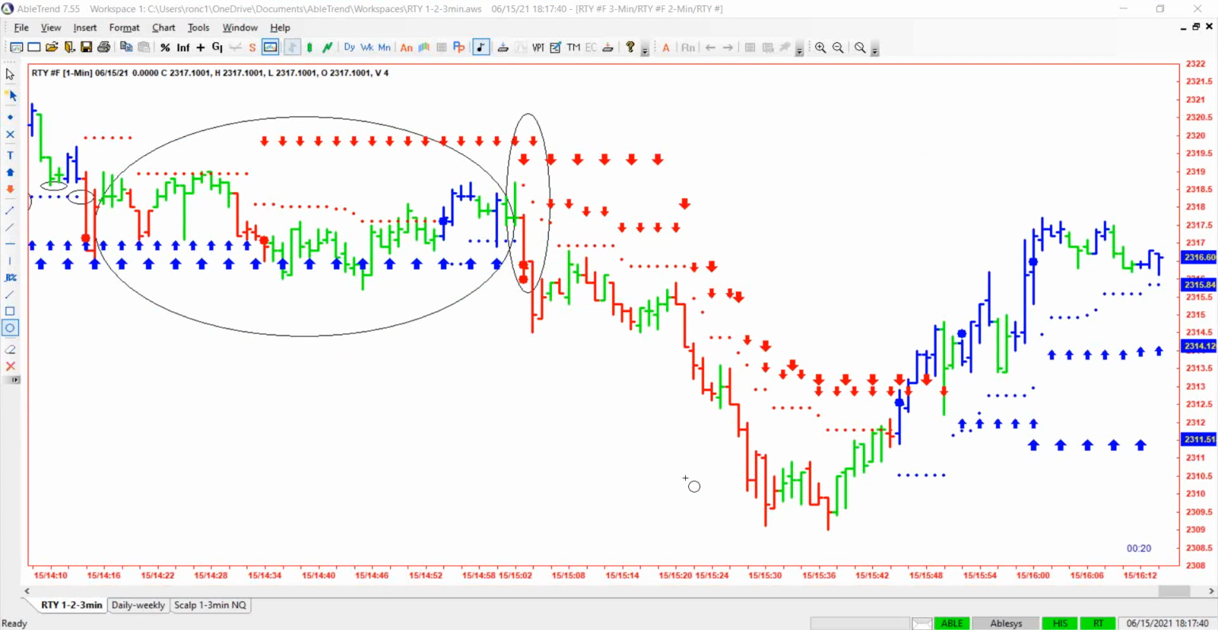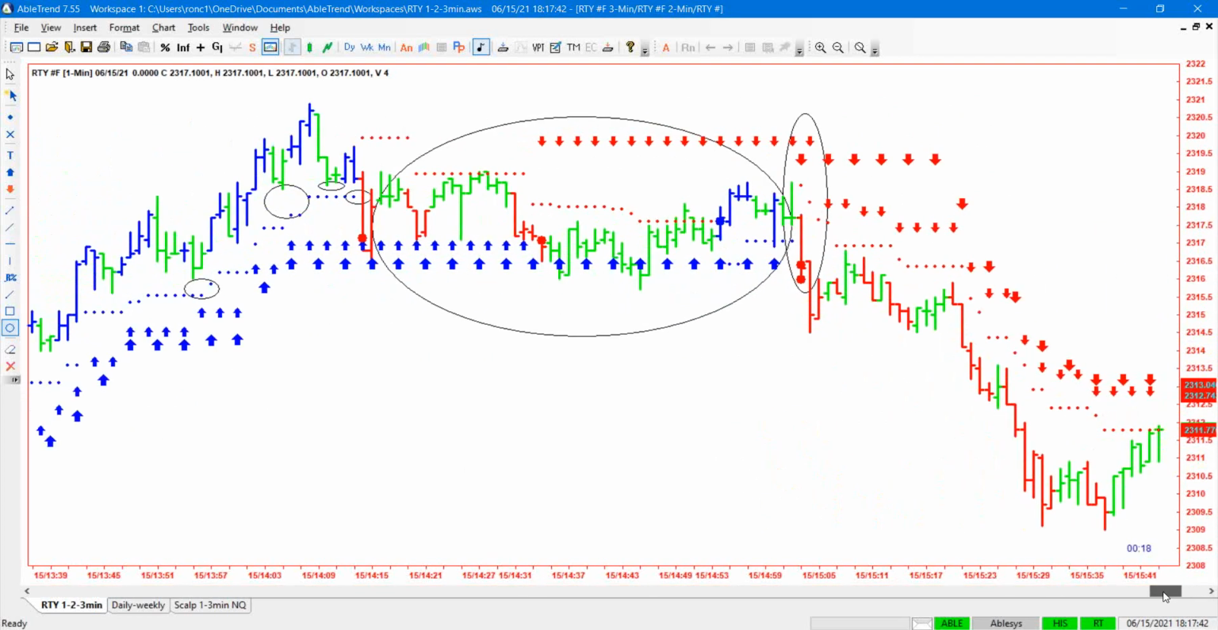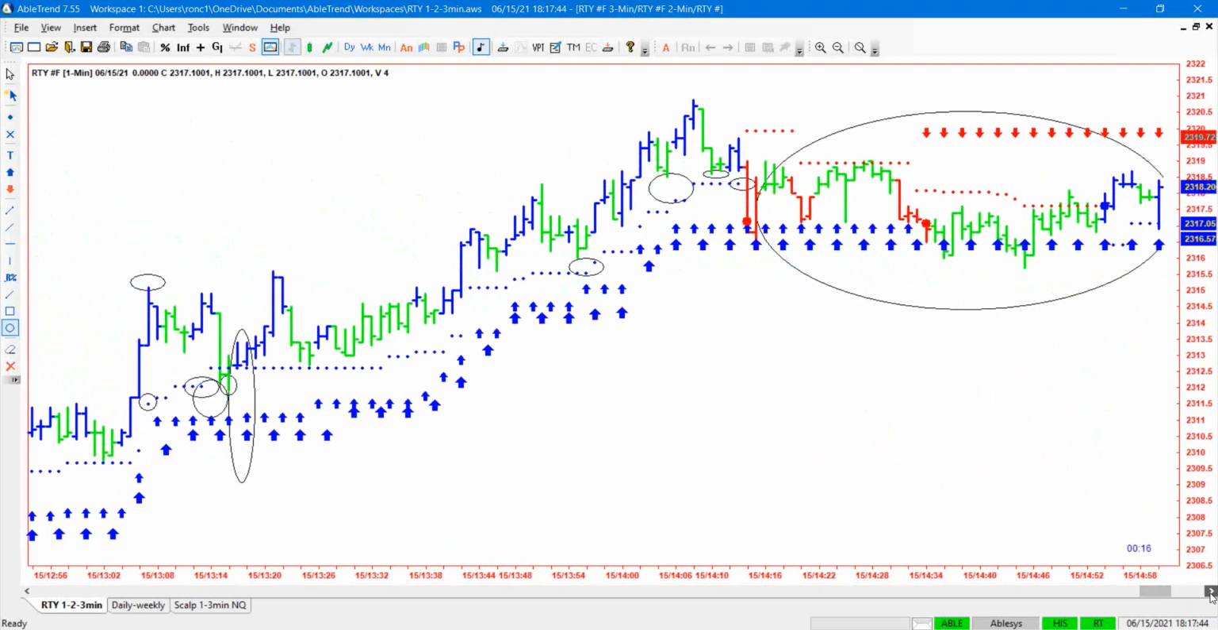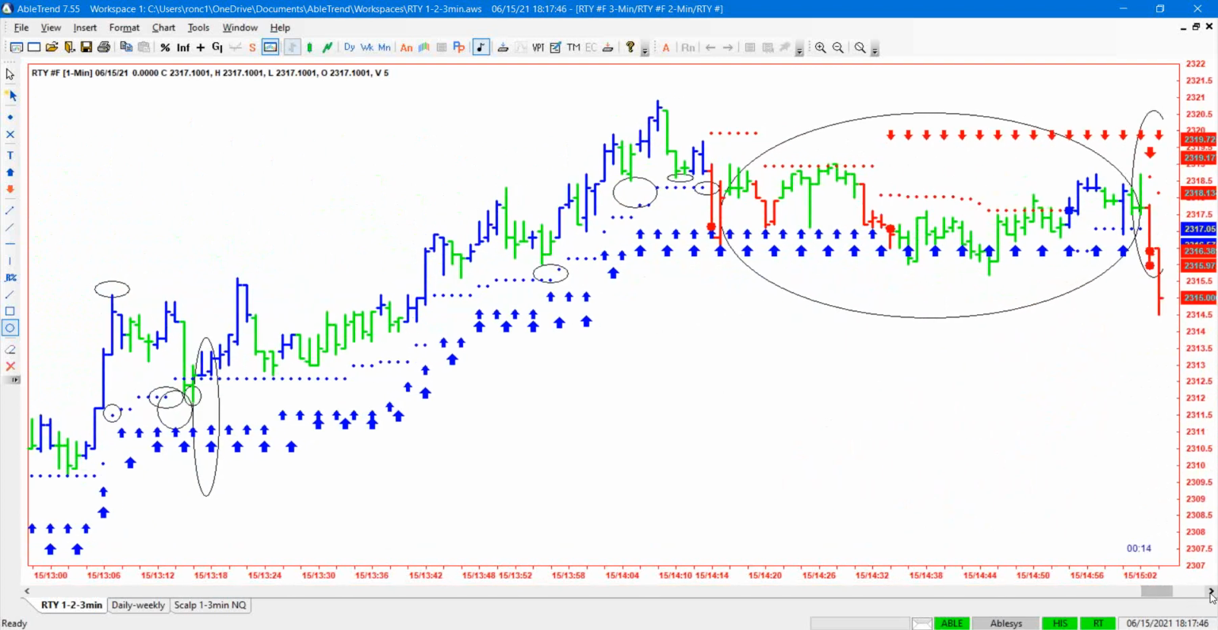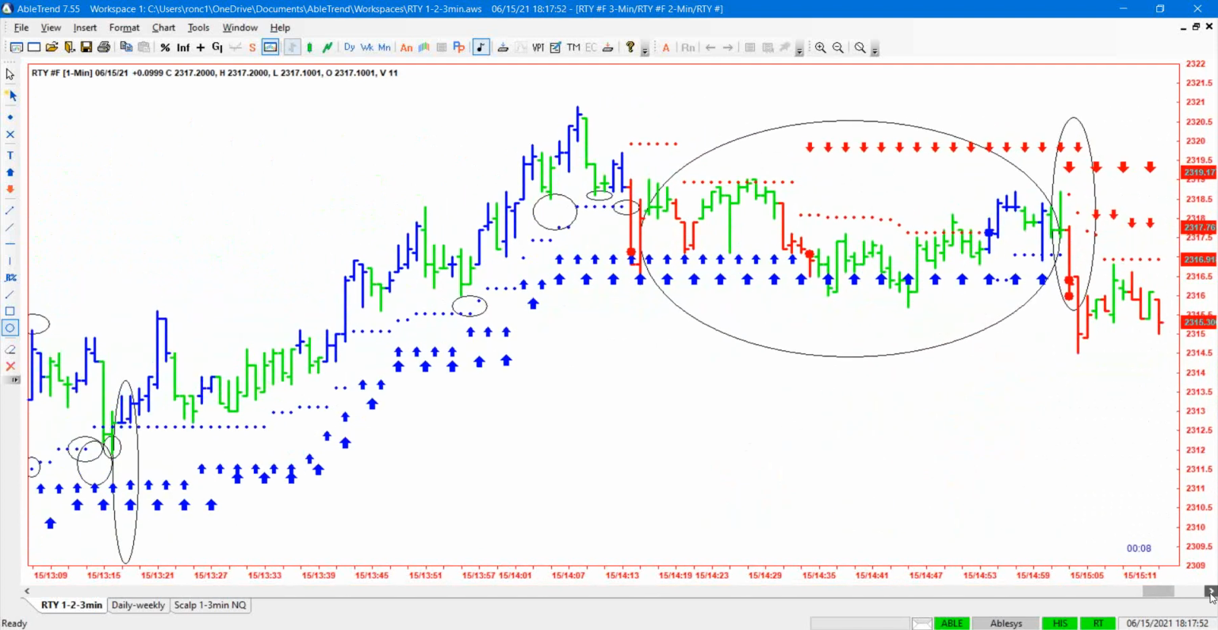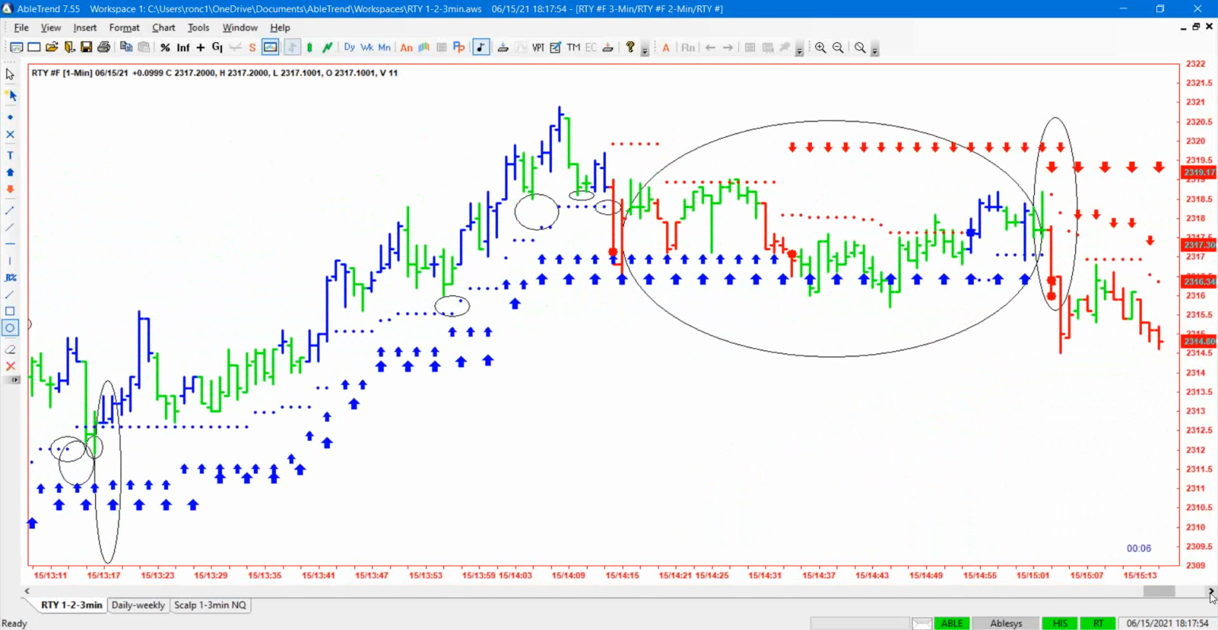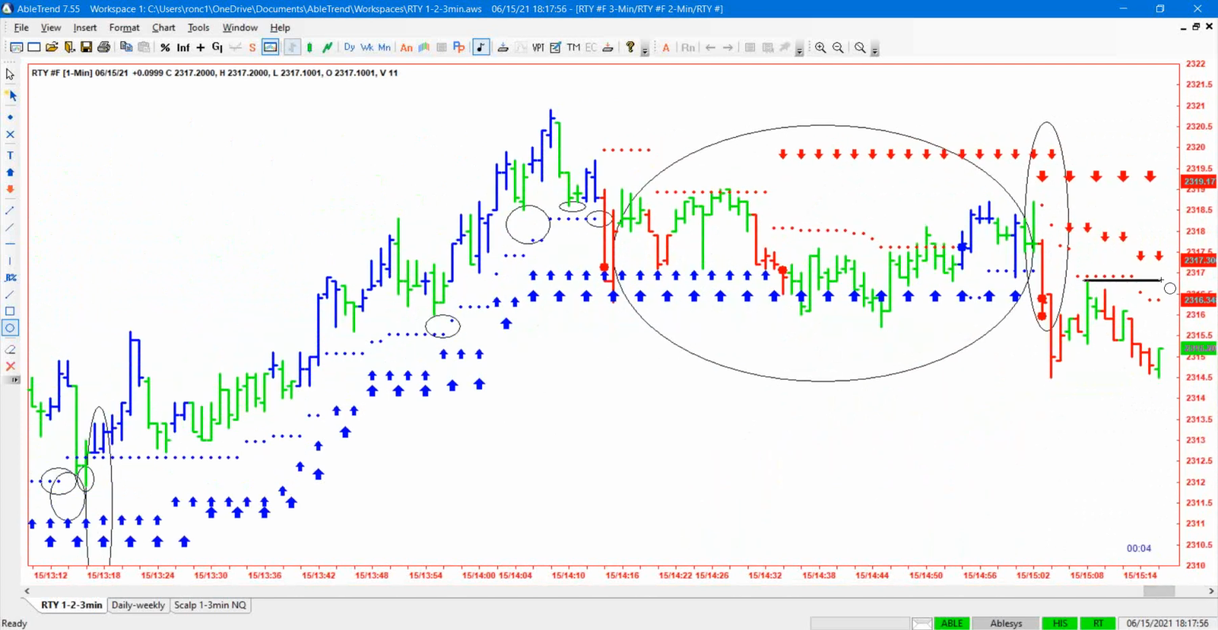You couldn't get a more clear-cut, obvious Abel Trend trade. For a disciplined Abel Trend trader, you see that, man, you can't hit the sell market button fast enough. We're still in it. As long as it stays under the red dots, we're safe. We still got triple confirmation. Same way when we're above the blue dot, stay in it.